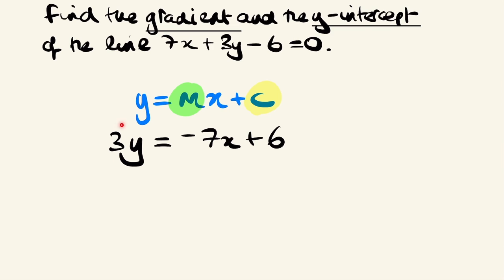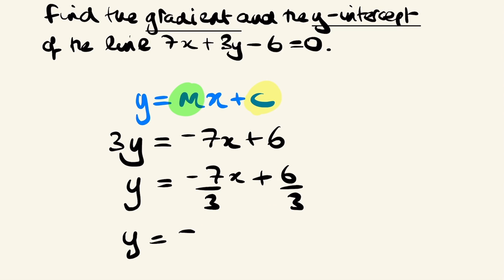But we don't want to know what 3y is. We want to know what y is. So now if we divide right through the equation by 3, if we divide 3y by 3, then we'll have y. If we divide minus 7x by 3, we have minus 7x over 3, and plus 6 over 3. And we can tidy that up. y equals minus 7 over 3x, leaving that the same, but plus 6 divided by 3 is just 2. So we've rewritten this equation here as this.